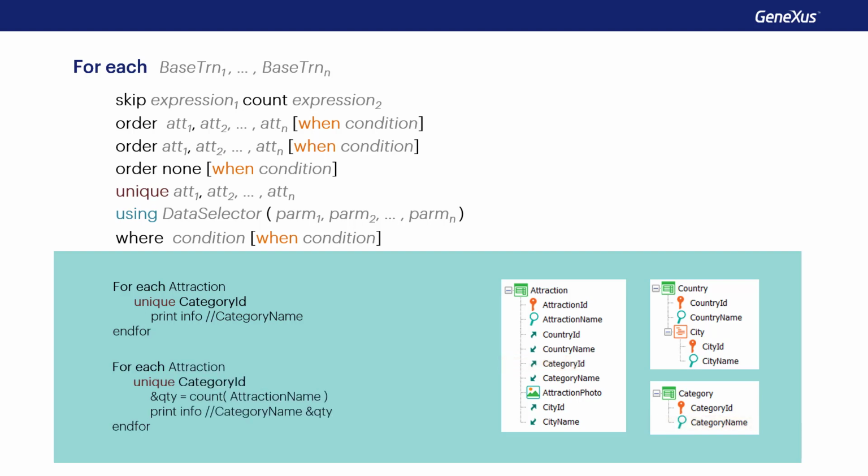We also saw that this clause was extremely useful when in the code of the for each, we wanted to do an aggregation on that set of repeated records for those unique attributes.